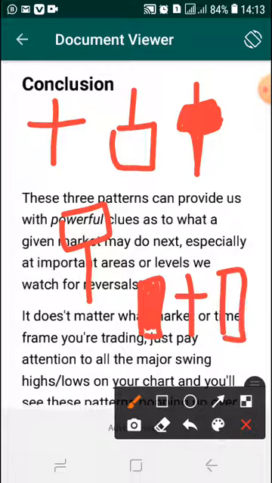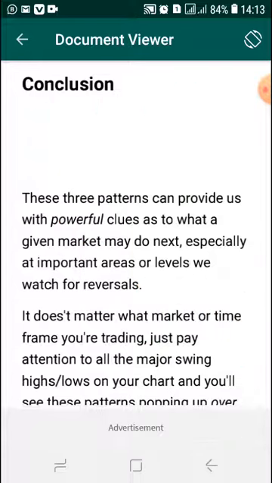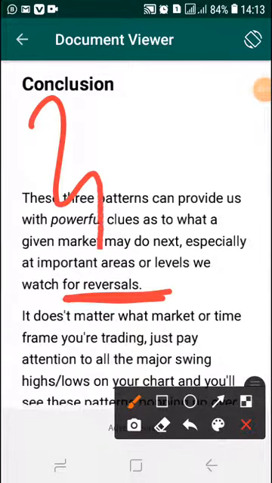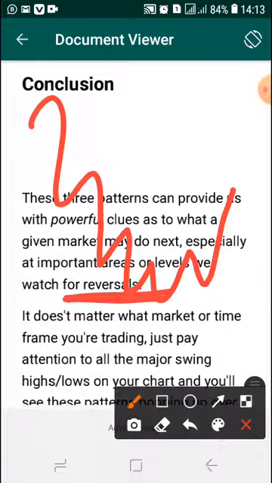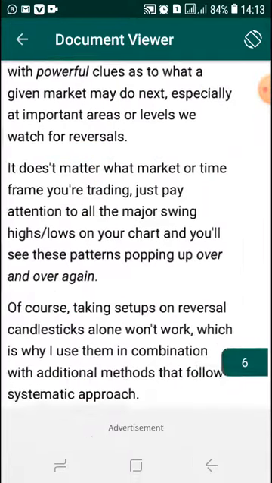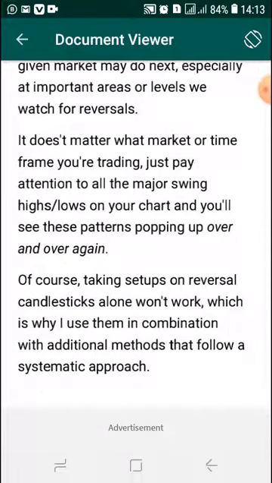You have to understand that these are clues that there is a probability that there would be a reversal in the trend. If this is a going down trend, there might be a reversal, and if this is an uptrend, there might be a reversal. These are called reversal patterns. So it doesn't matter what market or time frame you are trading, just pay attention to all the major swings, highs and lows on your chart, and you will see the patterns popping up over and over again.